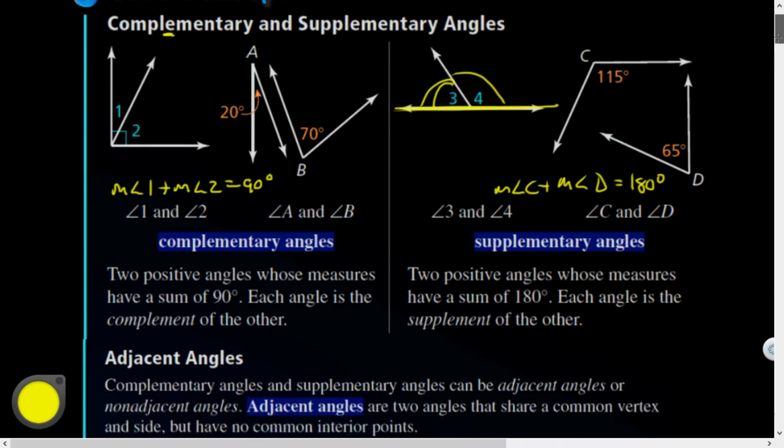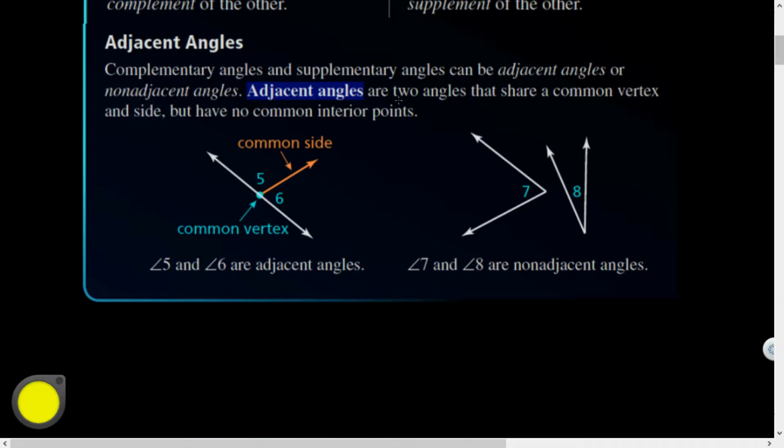Now I've already talked about this next type of angle: adjacent angles. Adjacent, right? That's not just a math word. That's a life word, and they happen to mean the same thing. Actually, I think I've even referred to working with an adjacent neighbor. I think I've used that terminology here already, perhaps. Complementary angles and supplementary angles can be adjacent angles or non-adjacent angles. Well, I guess they have to be one or the other.